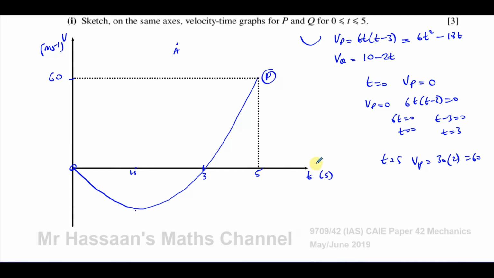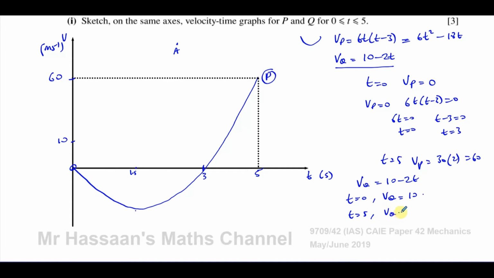Now Q is a straight line, because it's a linear graph, and it has a negative gradient of minus 2. For the velocity of Q, 10 minus 2t, when t equals 0 the velocity of Q is 10. So from the beginning, when time equals 0, it's moving at 10 meters per second. And when time equals 5, which is the end of the journey, it's going to be a straight line.